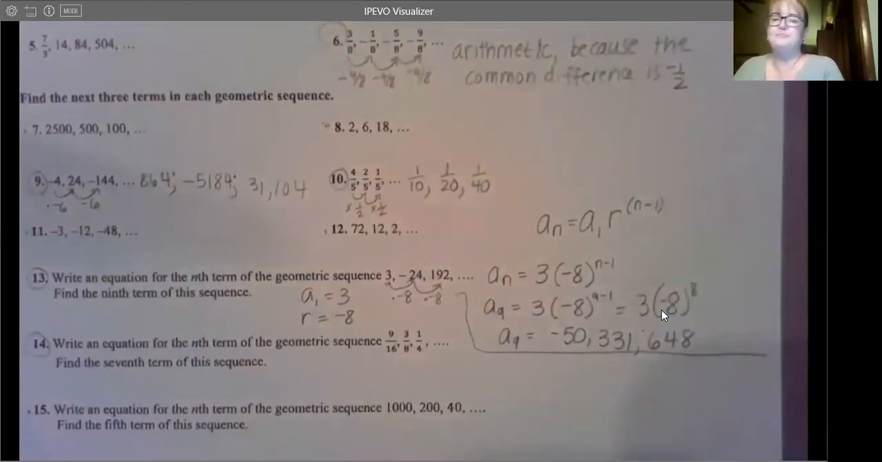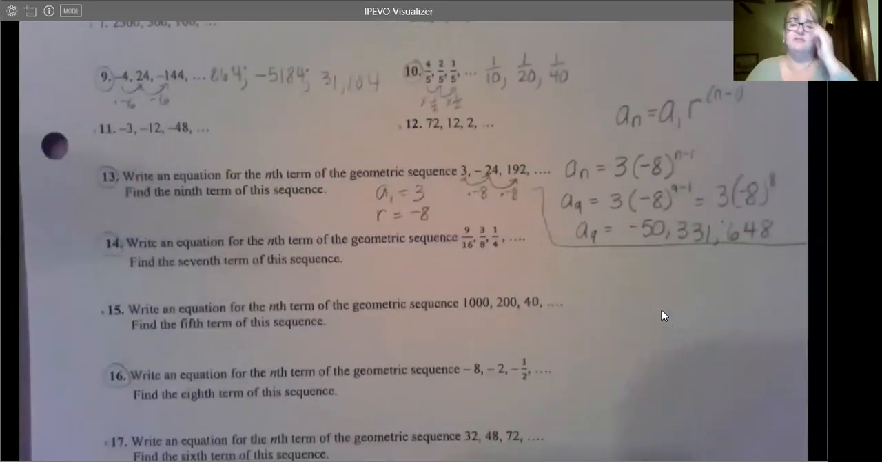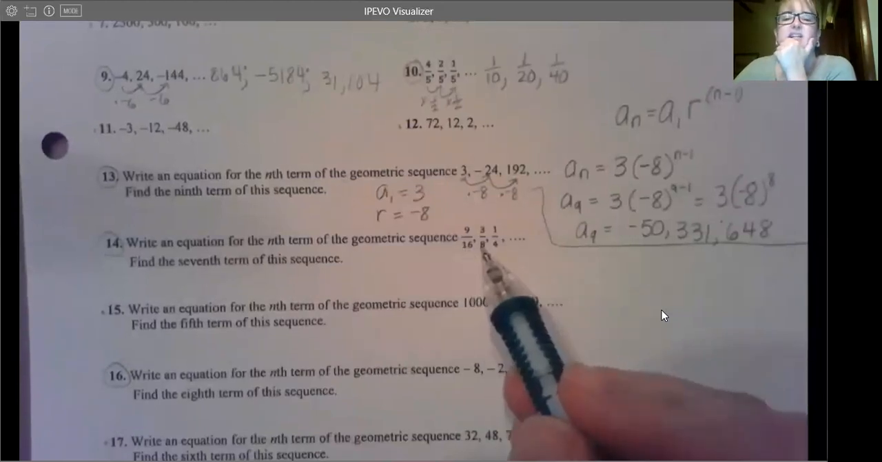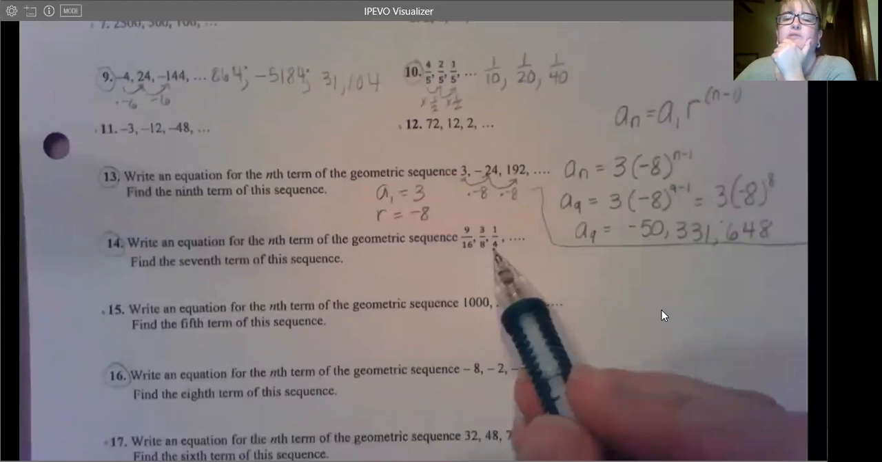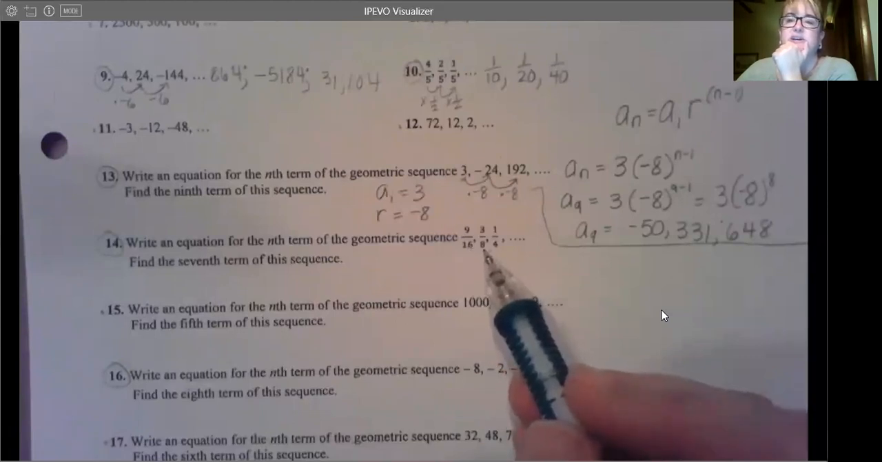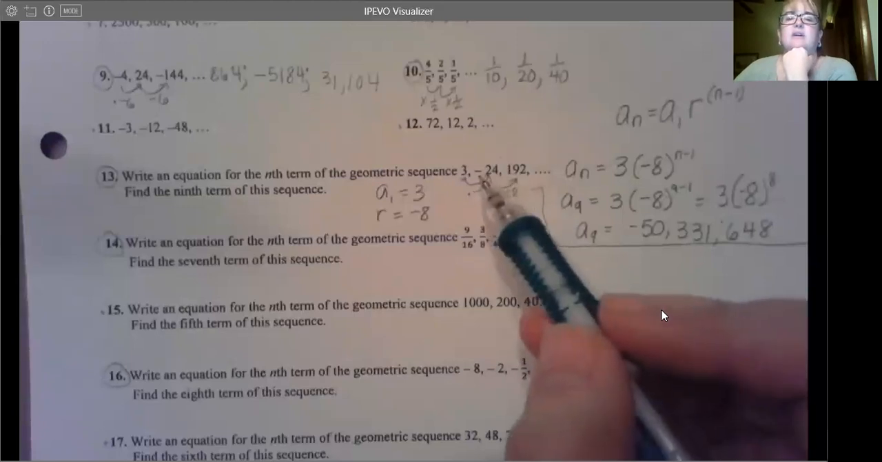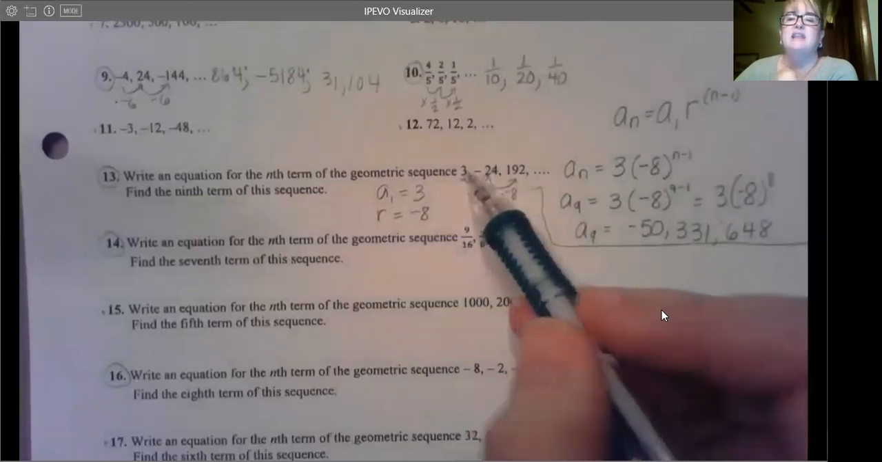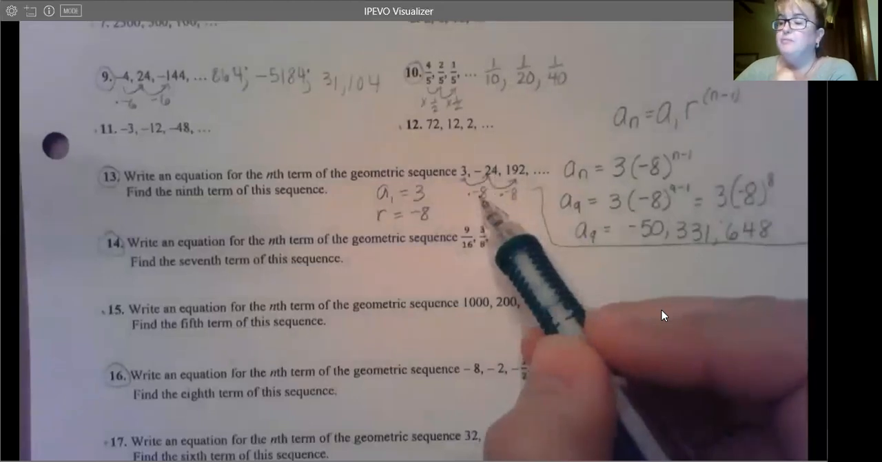All right, 14. 14 was a little bit of a struggle for me when I was looking at this earlier because I was going 9/16 to 3/8 to 1/4. I can see a pattern, but I couldn't really think about what are we multiplying 9/16 by to get 3/8. And so I had to think about for a while, how can I figure out what my multiplier is? And looking up here, 3 times negative 8 is negative 24. I could divide negative 24 by 3, and that would give me my common ratio.